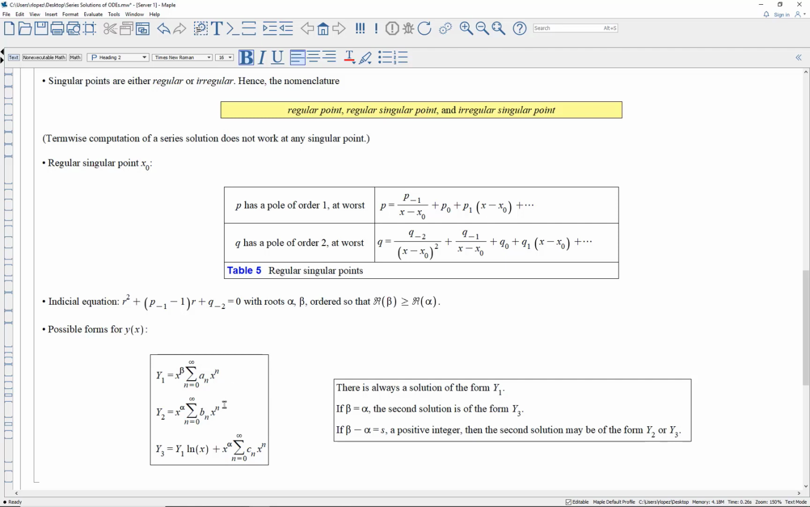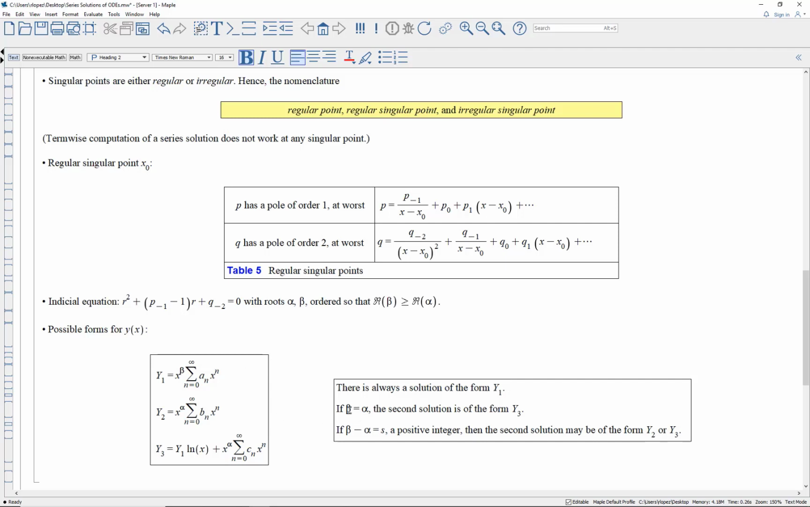There may be a second solution of a similar form with x to the alpha out front of what looks like a Taylor series. But there may be a second solution, not of the form y2, but of this form, y1 times a log plus another series of the form x to the alpha Taylor. And these are not the same. So when do you get these different solutions? Well, there's always a solution of the form y1.